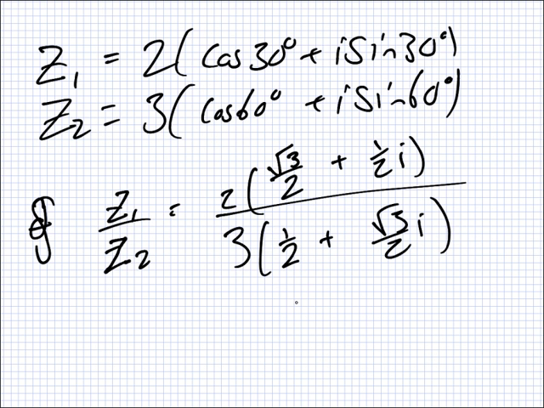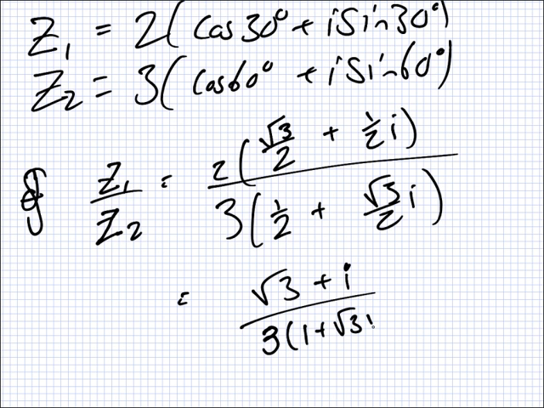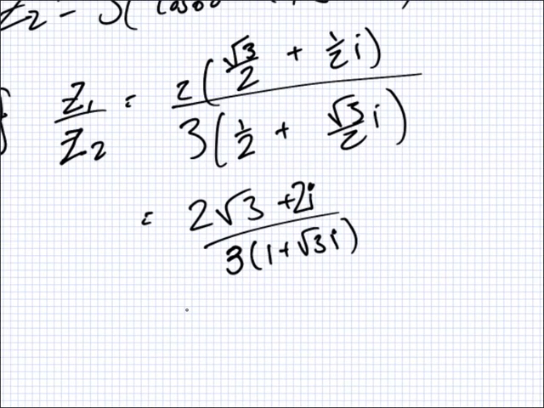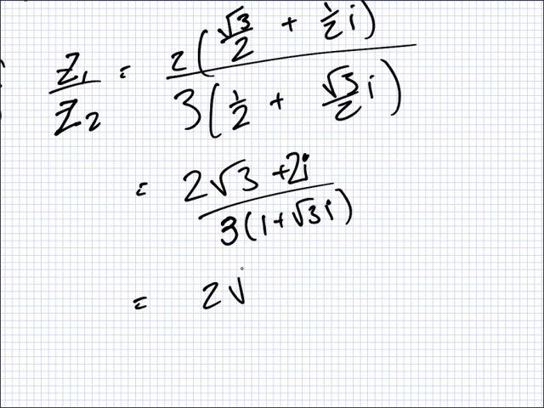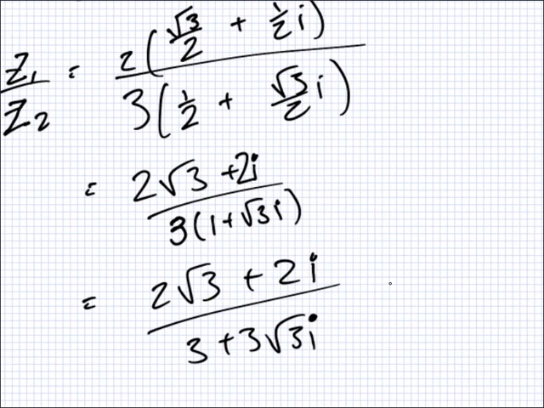Yes. So I'll multiply the top by the 2. So that's root 3 plus i. And on the bottom, that 3 is a pain. So what I'll do is I'll multiply the bottom by 2. So that's 1 plus root 3i. But of course I'll have to multiply the top by 2 to balance it. So 2 root 3 plus 2i. And I'll expand the bottom. And now it's time to multiply by the conjugate.